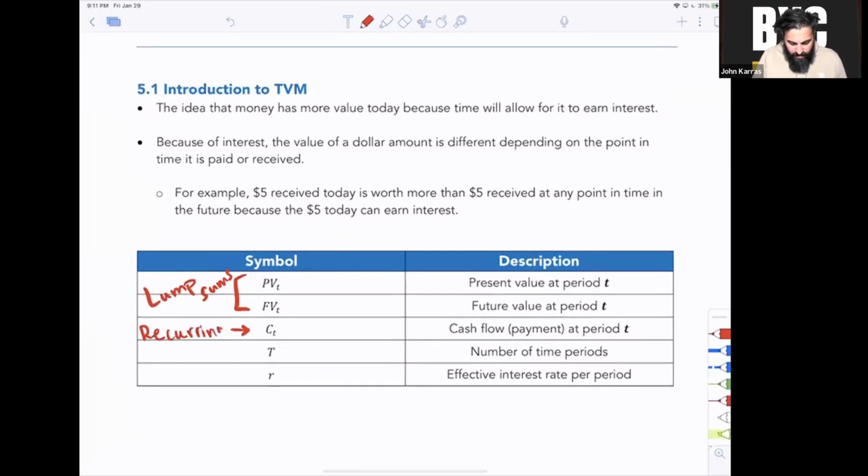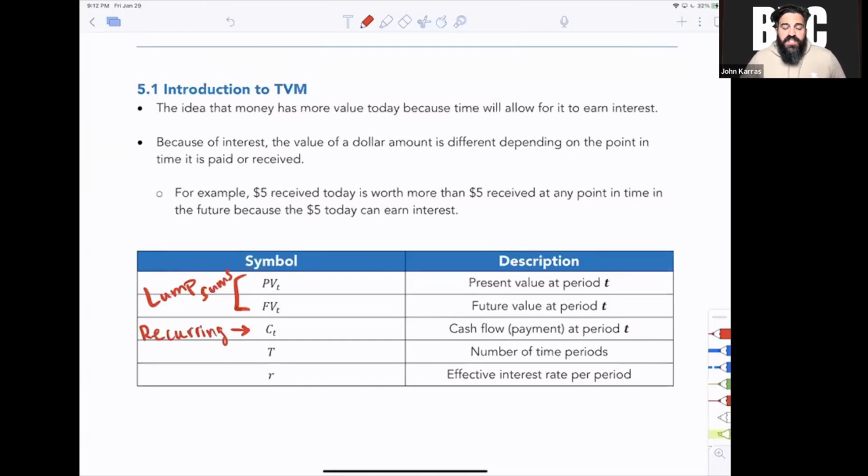So just to give you an example of the difference, a lump sum would be like you have $1,000 today, you're going to invest your $1,000, right? A recurring cash flow would be like you're going to invest $1,000 every month. Okay, and the moment that the amount is repeating, then we would typically consider that a cash flow. Okay, but again, I'll remind you guys of that a little bit later.